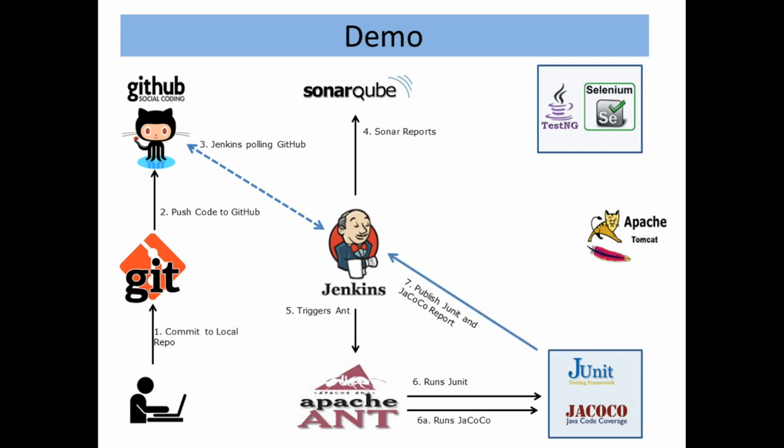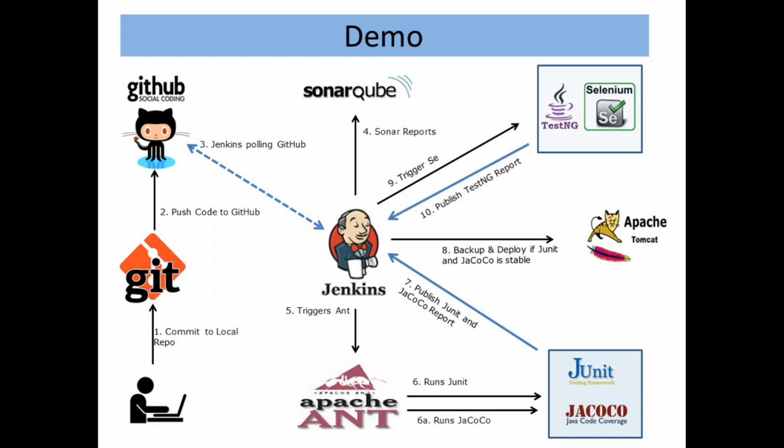If my JUnit is successful, that is to say, if none of my JUnit test cases are failing, it takes a backup of my existing war file and deploys it into Tomcat. Jenkins will deploy into Tomcat. On that, it will trigger Selenium. Selenium is a testing automation tool, and it publishes the TestNG report. Jenkins will publish it. In case there's any failure in Selenium, it would pick up the war file which was backed up earlier and redeploy it into my Tomcat. So this is the entire delivery pipeline that I have configured on my laptop.